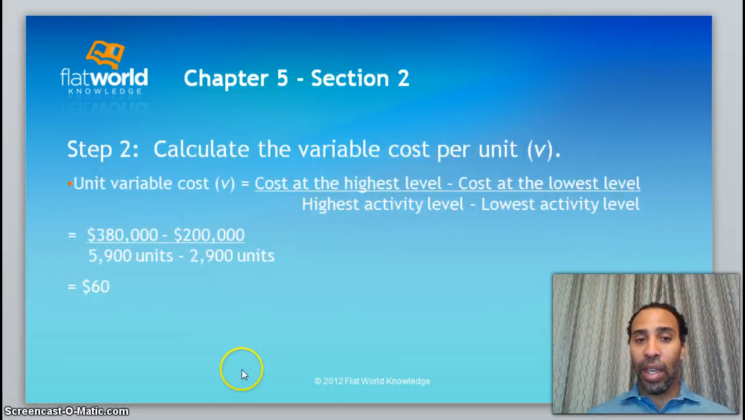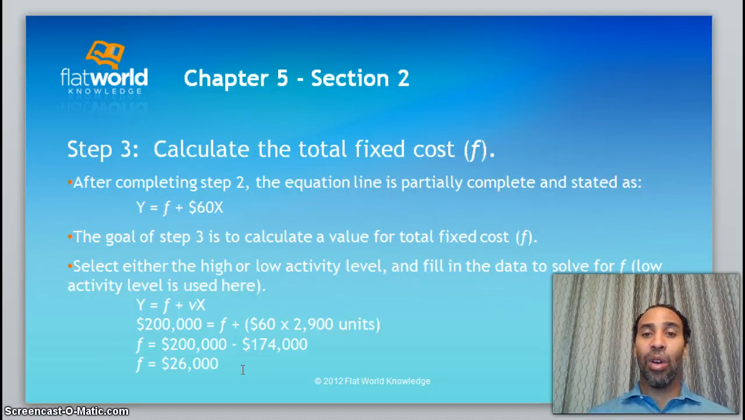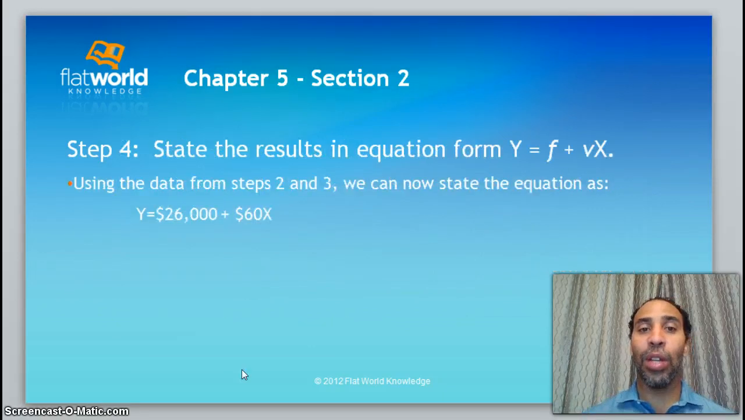So we identified everything. We came up with our variable cost per unit, which is $60, and then we got our total fixed cost, which is $26,000. So now we move on to our equation. So step four, state the results in the equation form. Again, y equals f plus vx. You have to remember that formula. It's the only formula that we're basically using all chapter.